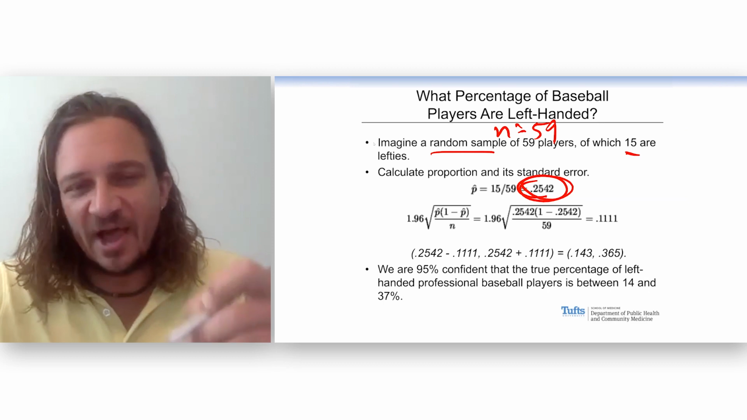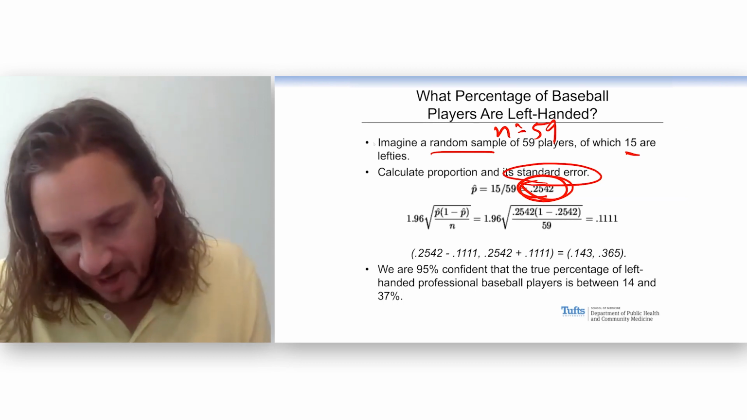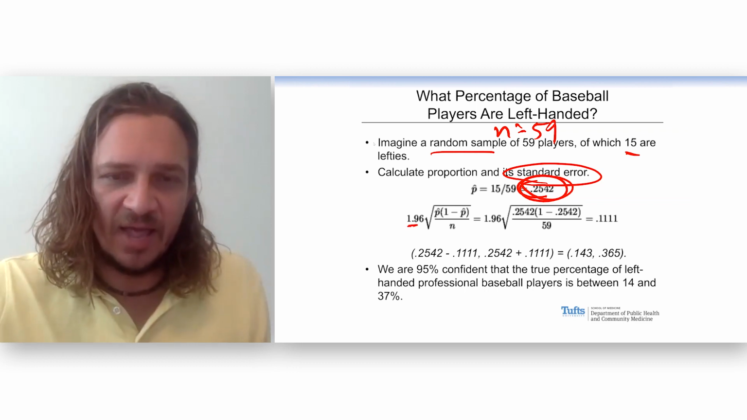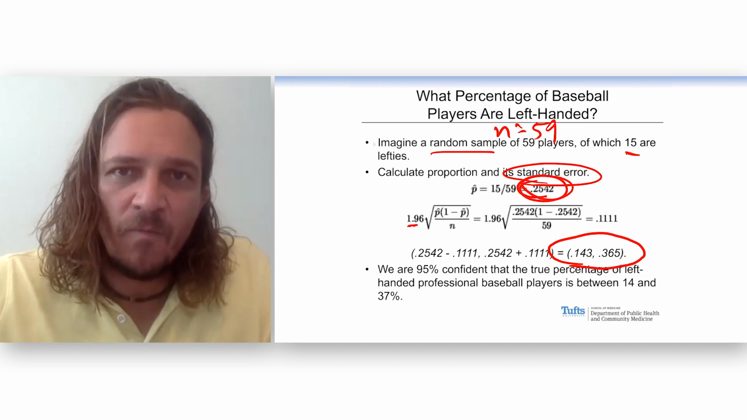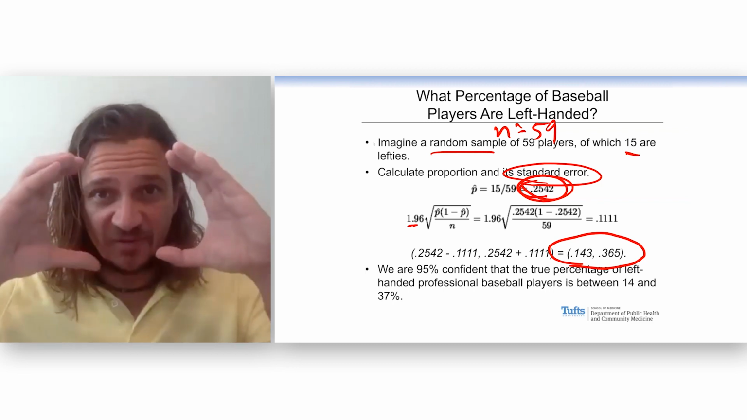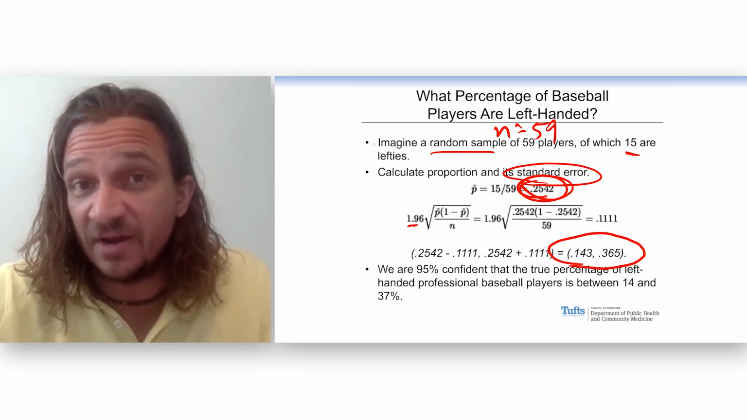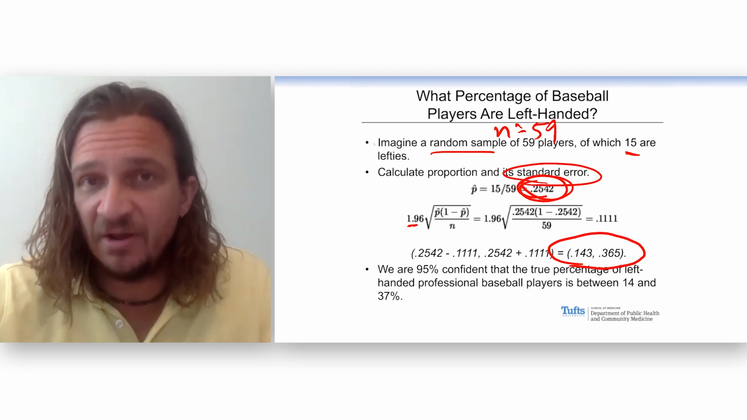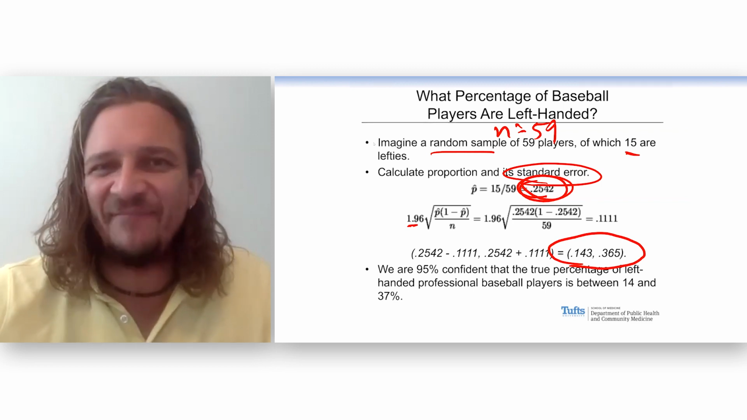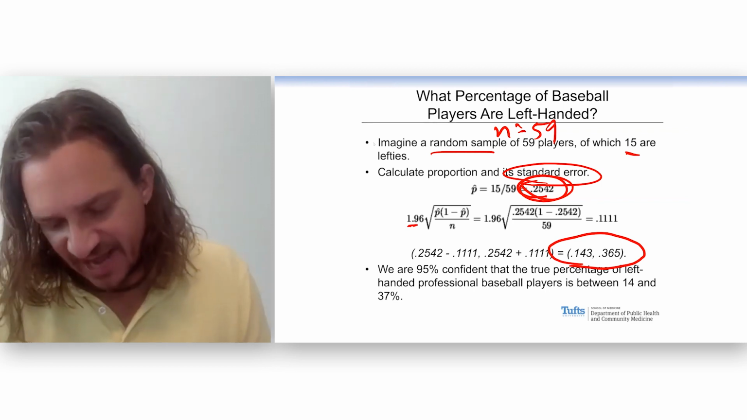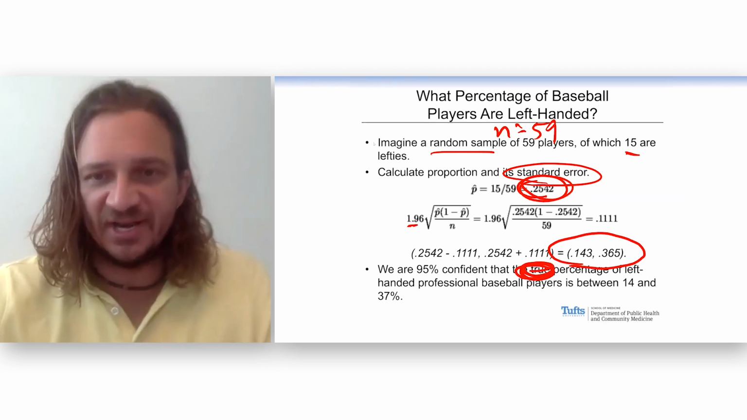Didn't work. So we calculate that proportion, and then we calculate the standard error. And then we plug it in with our multiplier, and we make our confidence interval, and it's something like this. Report the confidence interval in parentheses with a comma in between. And then we are 95% confident that the true percentage of left-handed baseball players is between this and this. Why is that word true? That's just to emphasize that when we say true percentage, we're talking about in that population. The true percentage is this.